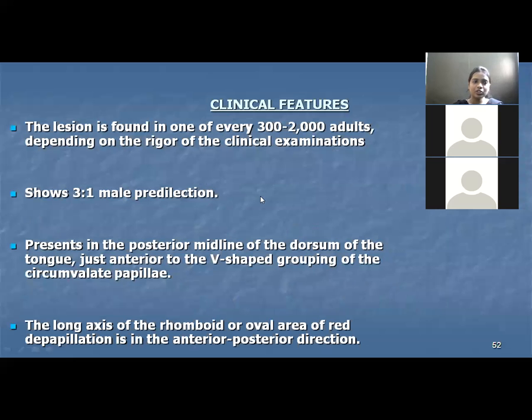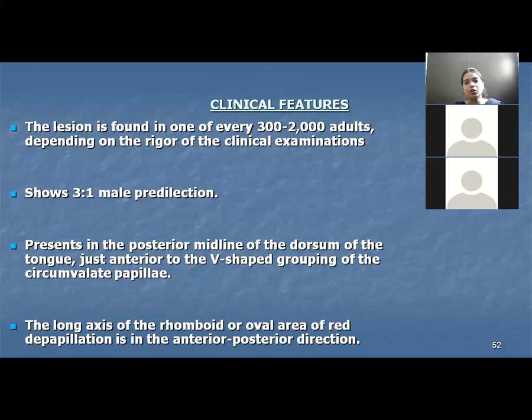Then clinical feature, the lesion is found in 1 of every 300 to 2000 adults, depending on the rigor of clinical examination. It shows a slight male predilection. What is the clinical presentation of the median rhomboid glossitis? It is present in the posterior midline of the dorsum of the tongue, just anterior to the V-shaped grouping of the circumvallate papillae. This is important for you.